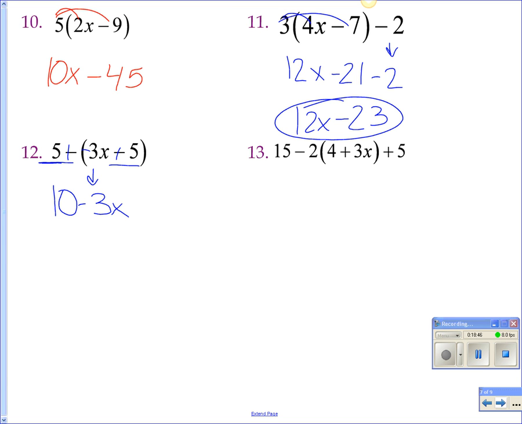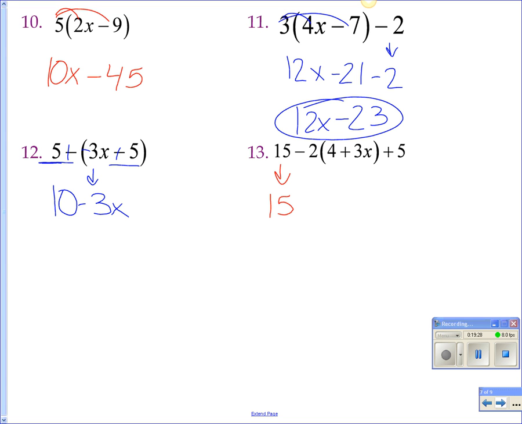The problem is 15 minus 2, parentheses, 4 plus 3x plus 5. All right, anybody know what I'm going to do with the 15? Kaylin? No, that's what a lot of people do, though. It's not just you. A lot of people are thinking that. You bring it down. 15 drops down.